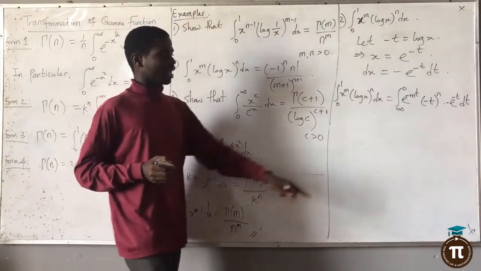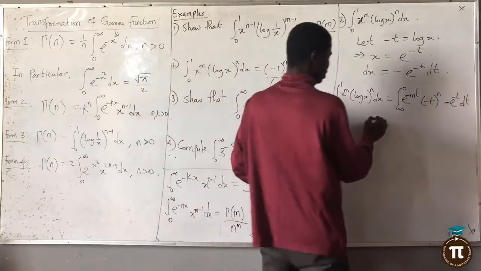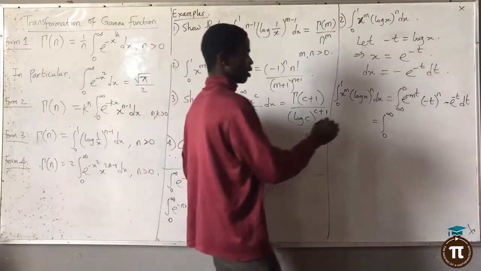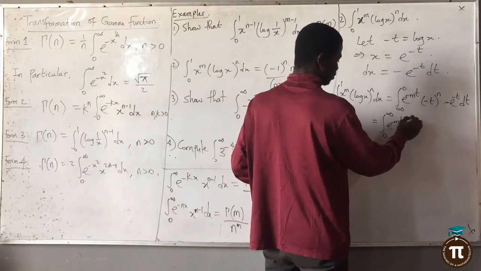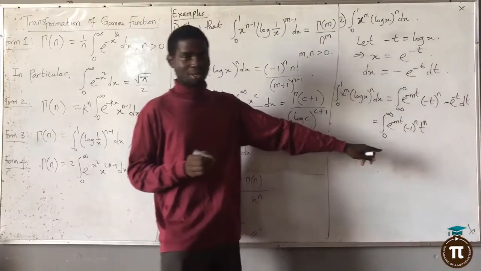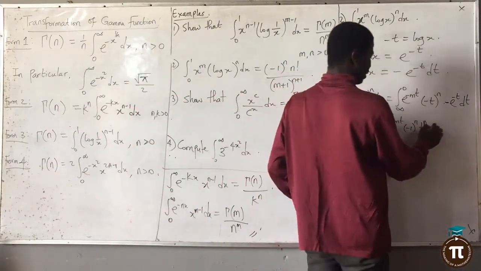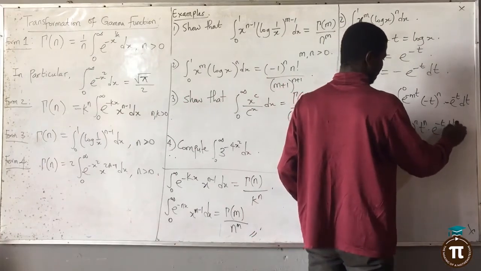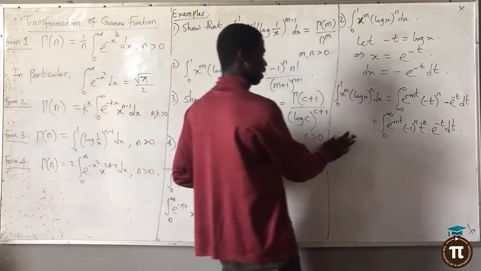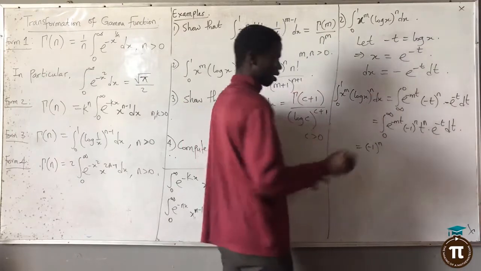So that at the end of the day, I can swap the bound and take away this negative. This one will become integral from 0 to infinity of e raised to the power of minus nt. This one will give me minus 1 raised to the power n, t raised to the power of n, then multiply by e raised to the power of minus t dt. So minus 1 raised to the power n can come out of the integral.